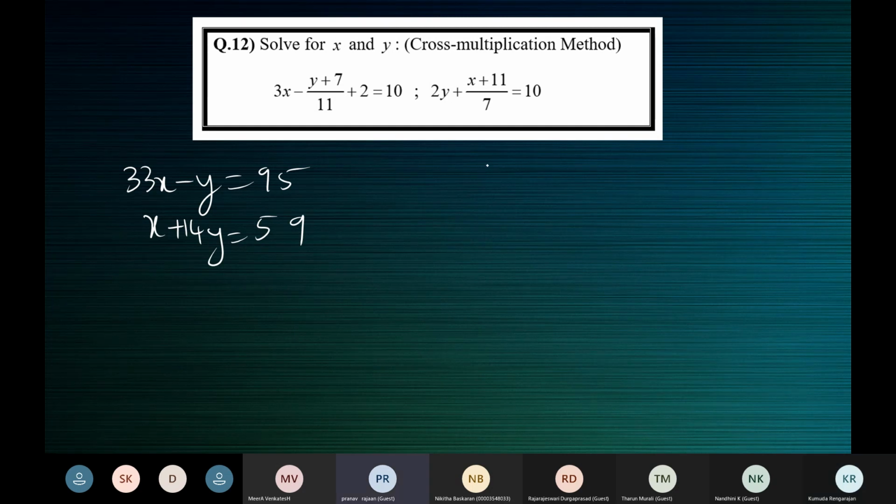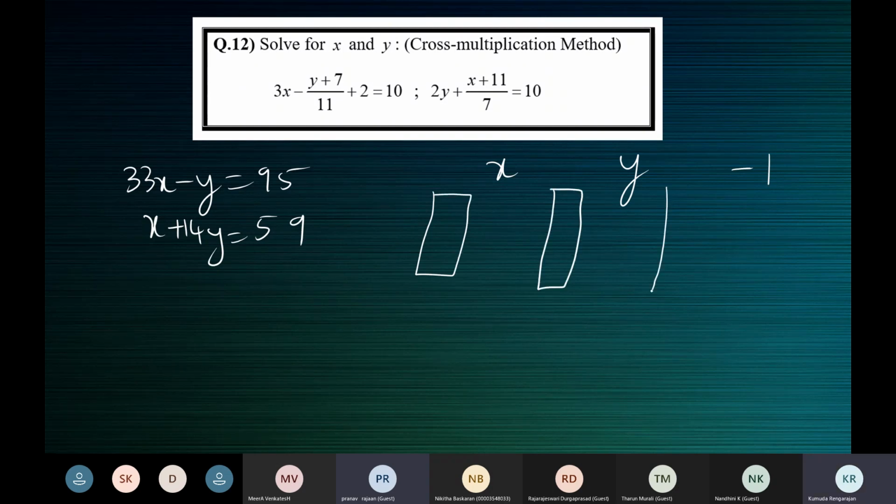Ma'am, minus 1 for y, ma'am. xy1 or xy minus 1? Ma'am, x is 1 and minus y. Minus 1, ma'am. Because the variable is on the right hand side, ma'am. Yeah.